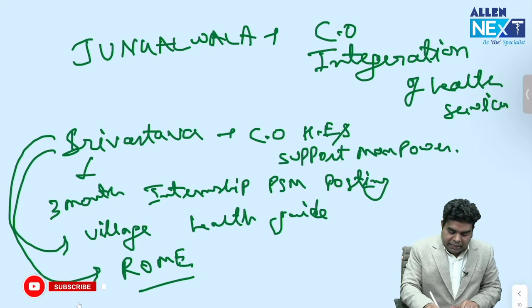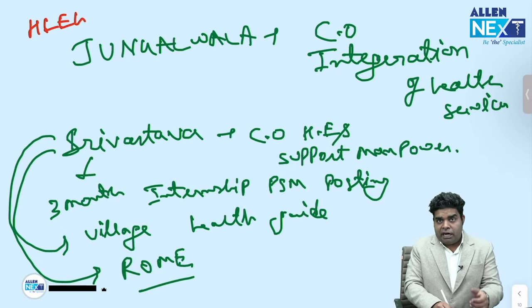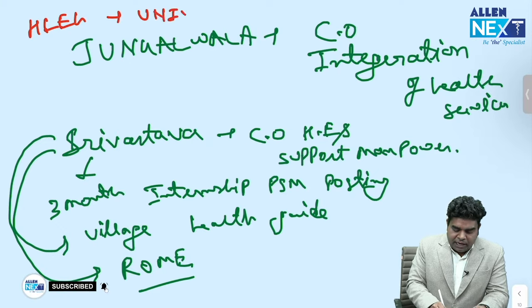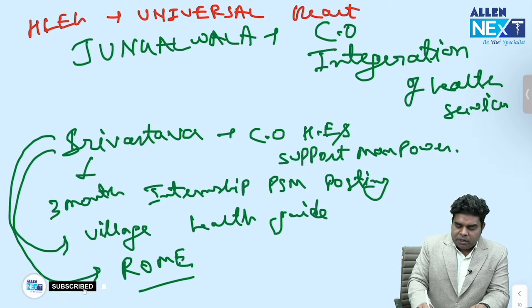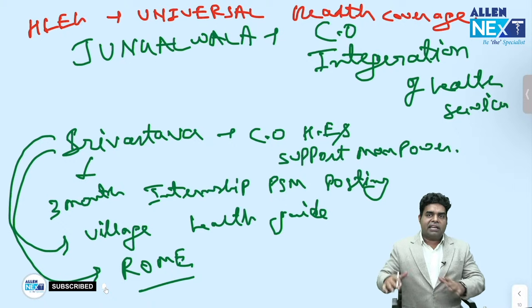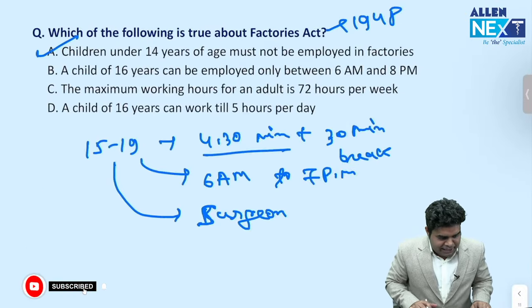Finally, the last committee is the High Level Expert Group Committee, which was headed by Dr. Srinath Reddy. They said we need universal health coverage. We need free health care for all Indians. And for that, we need 2.5% of GDP. So they have asked it in AIIMS already. Universal Health Coverage Committee is the High Level Expert Group Committee. Okay, so just revise this and it will be done.